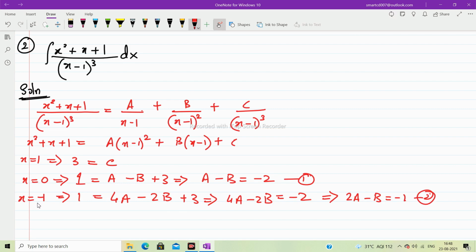Now I can solve these two equations. So let's say I subtract 1 and 2. If I subtract, I'll get minus a is equal to, so b will get cancelled and I'll have minus 1. So I get the value of a. A is 1.